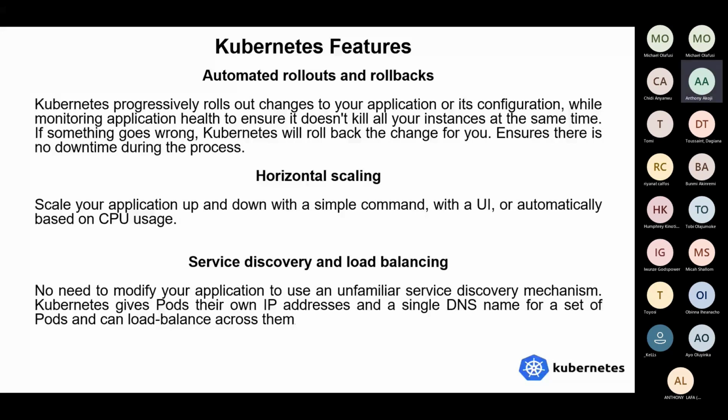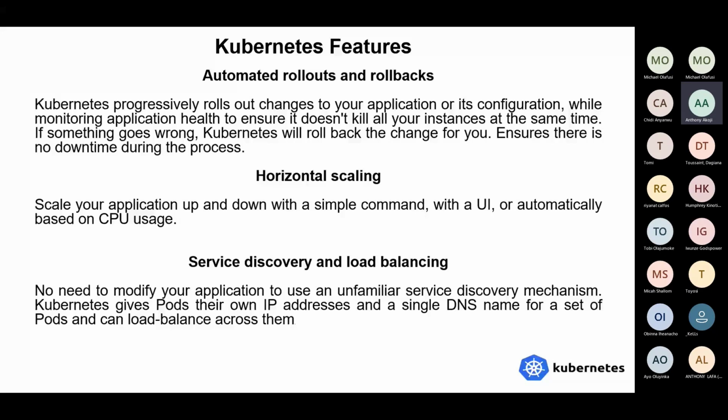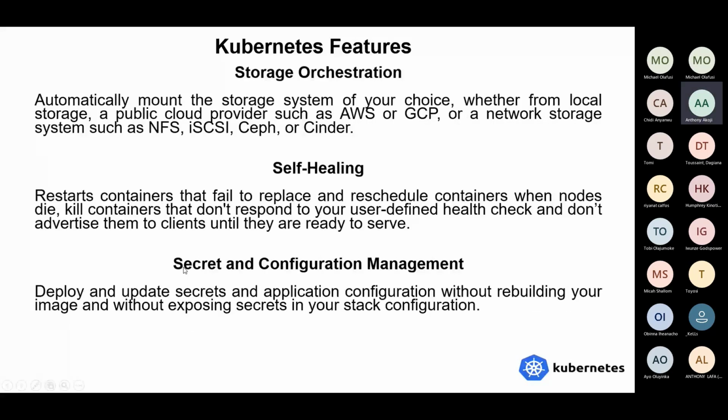When you're talking about service discovery, there's no need to modify your application to use an unfamiliar service discovery mechanism. When you have a load balancer, for instance, you create a Kubernetes cluster on AWS, you can create a load balancer and give it a single DNS name that you can use to balance your application across the pods. The next one is storage orchestration.